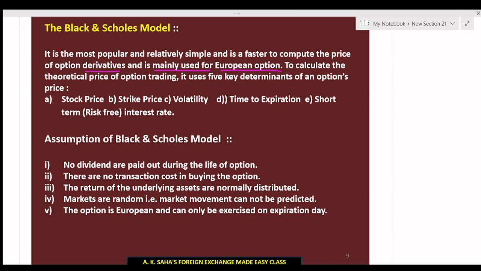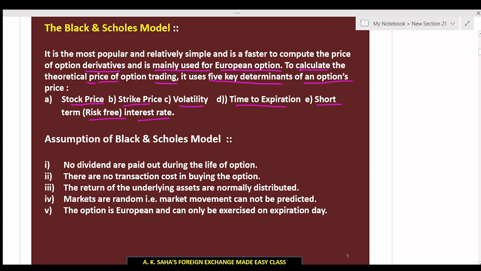Now, to calculate the theoretical price of option trading, it uses 5 key determinants of an option price. Number 1 is stock price, number 2 strike price, number 3 volatility, number 4 time to expiration, and number 5 short-term risk-free interest rate. What is the risk-free interest rate?